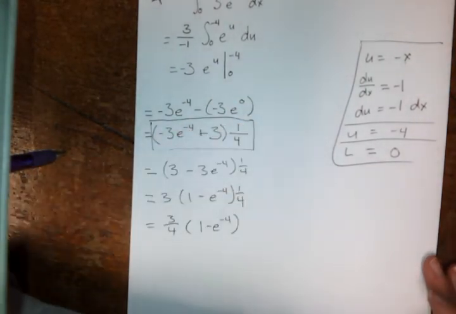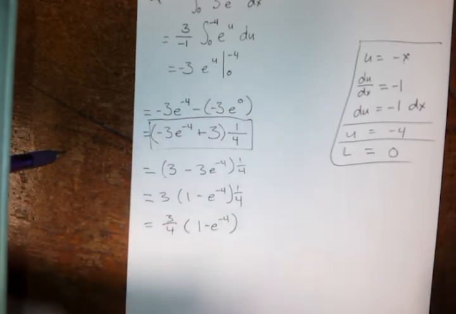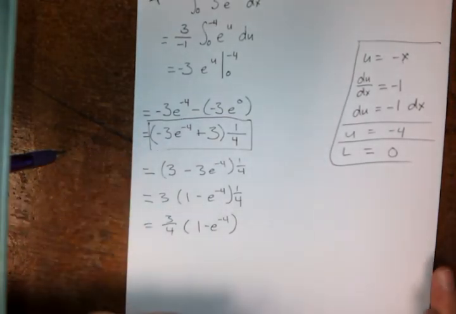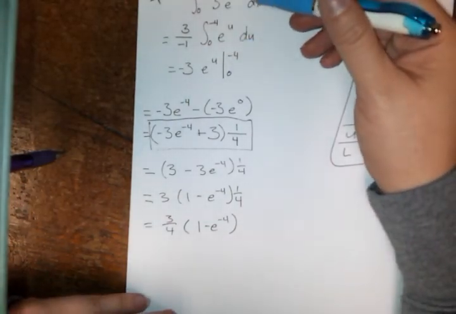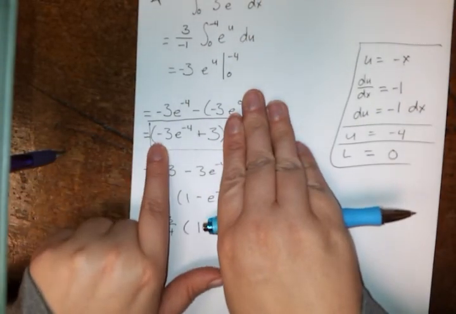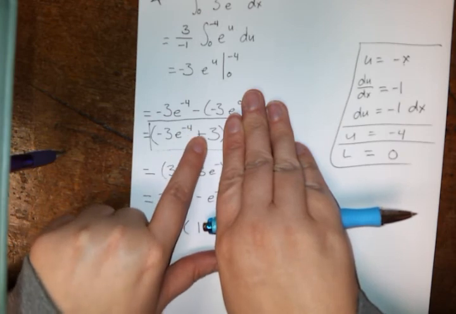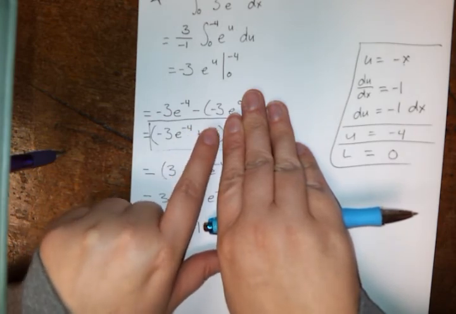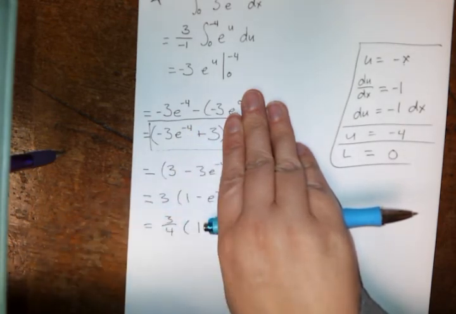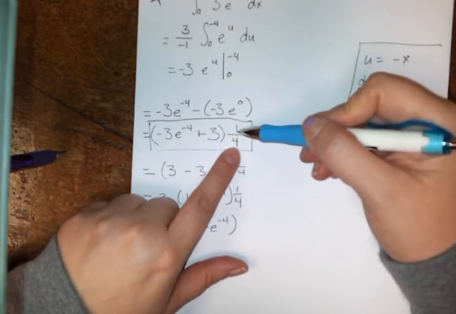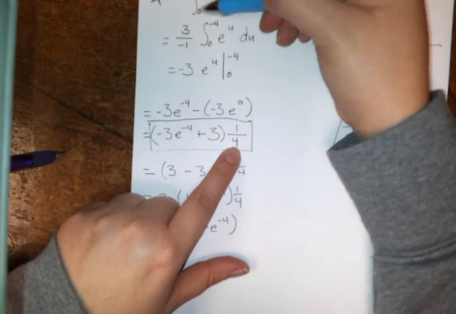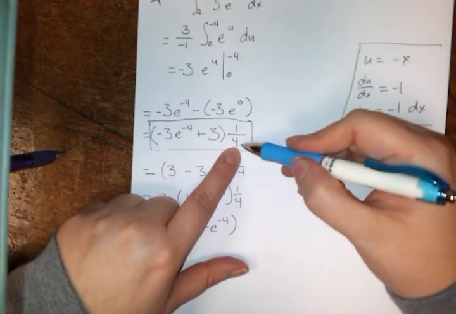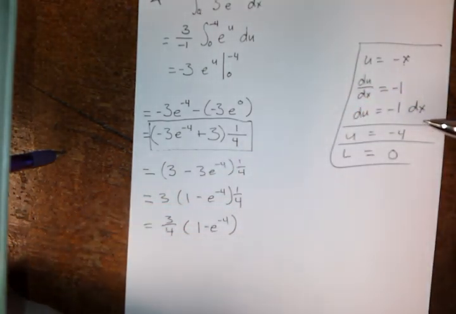No more algebra than is necessary, because every extra algebra step you do, you run the risk of making some sort of an arithmetic error. So just remember to find the integral, and we did. The integral was this negative 3e to the negative 4th plus 3, and then because we need the average value of the function, we have to go ahead and make that fraction, multiply it by 1 over the upper bound minus the lower bound, which is 4. And that is how we find the average value of that function.